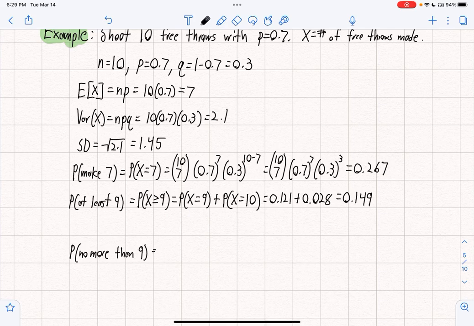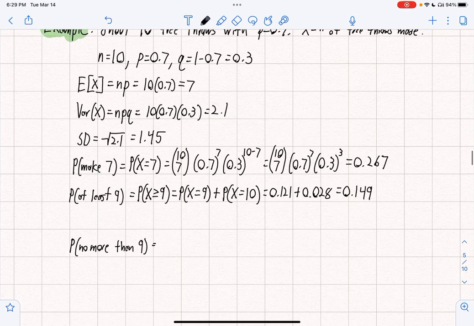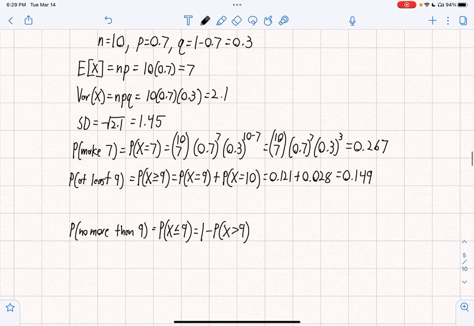And then finally, no more than 9. So no more than 9, so we want x less than or equal to 9. But I'm going to use our complement idea. Right, so I want 1 minus the opposite of this. So I'll do 1 minus probability x is bigger than 9. Right, because I could calculate all of these, right? X less than or equal to 9. So I could do x equal to 0, x equal to 1, x equal to 2, all the way up to x equal to 9. Add all of those up. That's a lot of work, and I don't want to do that.